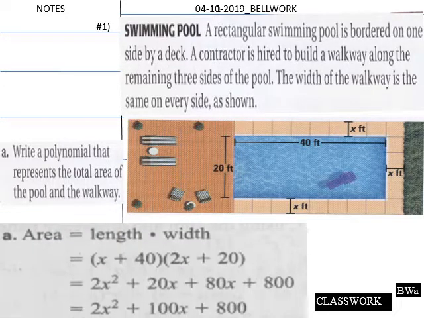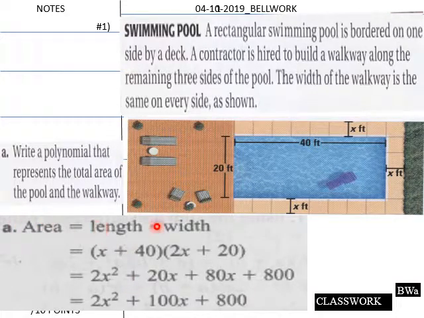Okay, welcome back. We have our solution here for this area problem: area equals length times width. We have x plus 40, and then 2x plus 20. Then we multiply these together, and we get this trinomial that models the area of the pool.